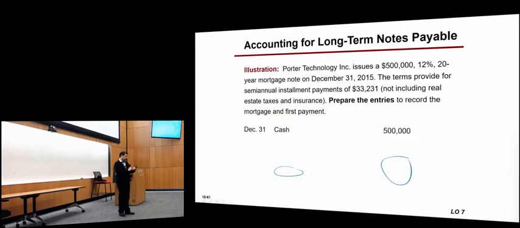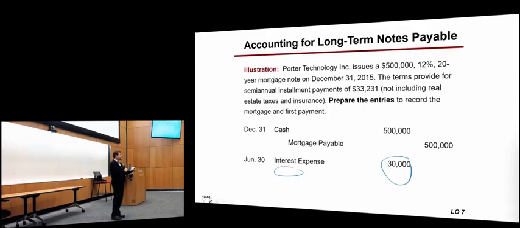And the journal entry would be, this is when we actually record the actual signing of the mortgage. The company will receive cash, $500,000, and they will sign a note, a new liability, so we credit mortgage payable. Later on, when the first payment is to be made, it will be interest expense. That's always the same thing. Interest expense will be the interest rate multiplied by the carrying value.